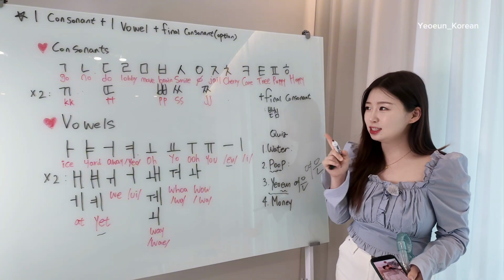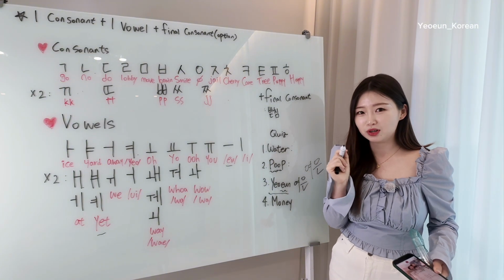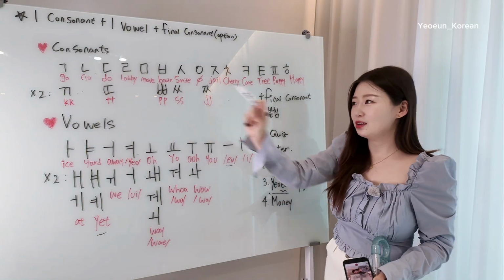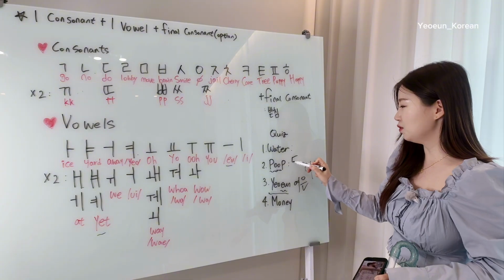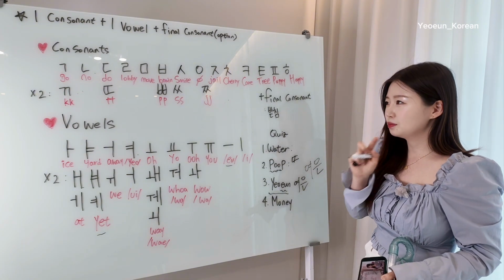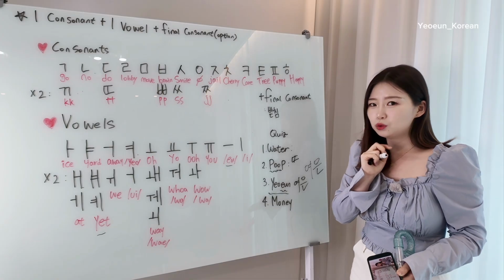똥. Let's find the 드 sound first. Where is it? 드. That's right, we have it here. So we're gonna write 드 first, and then we have 또. 똥.